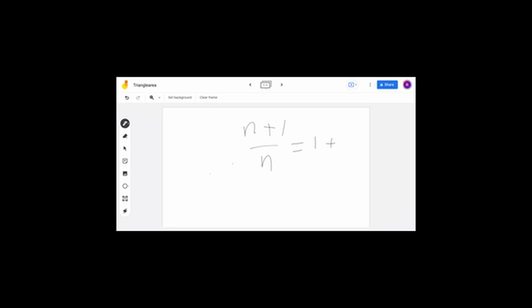How much more than 1 is it? 1 plus? Yeah, how much more than 1?